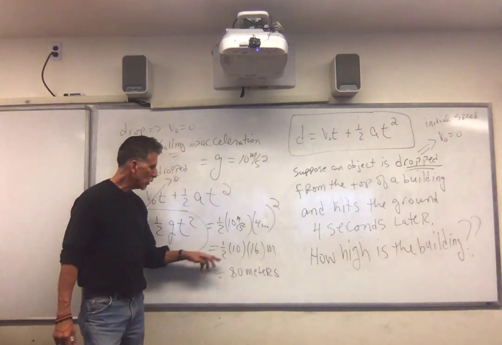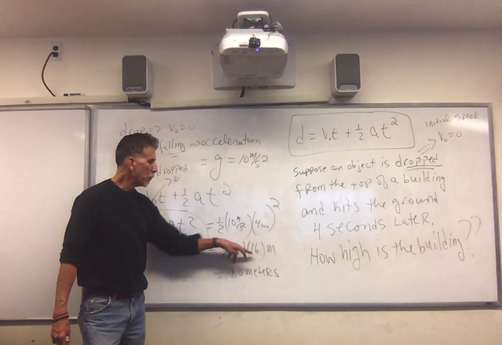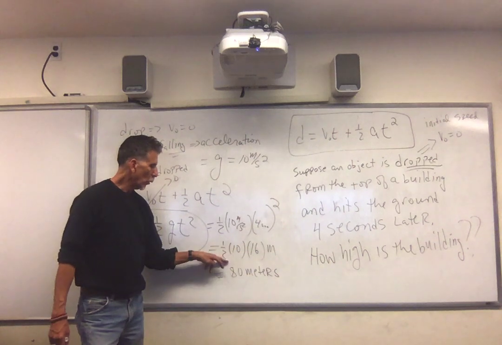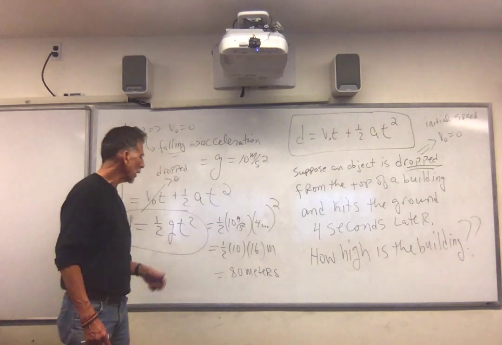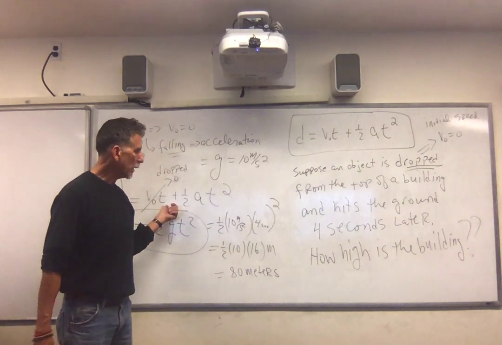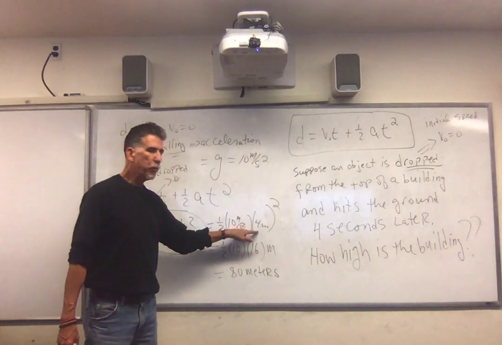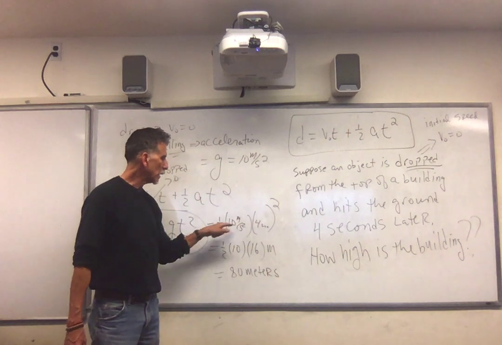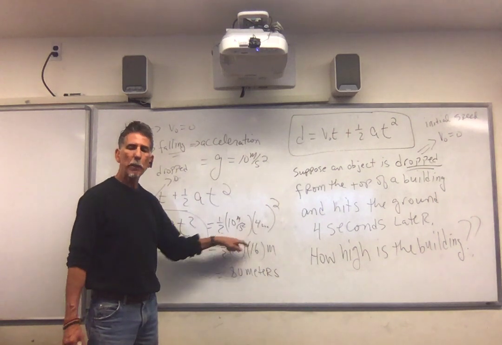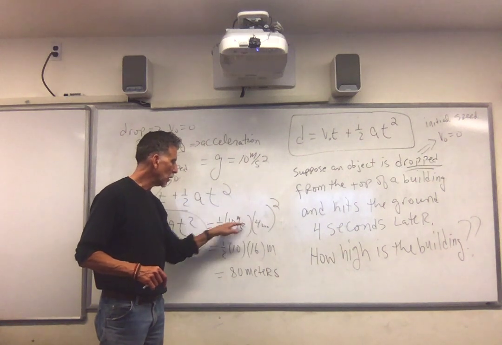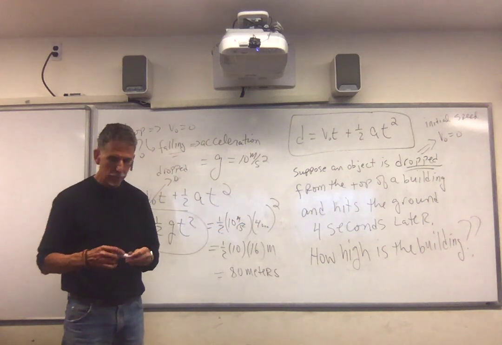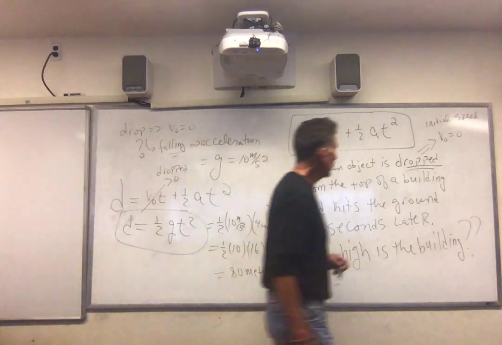You don't want to do that? Do this. Half of 10 is 5. 5 times 16 is 80. Well, half of 16, 8. 8 times 10. So an object dropped for 4 seconds: I put 4 in, 16, 160, divided by 2 is 80. So again, 4 squared is 16 times 10 is 160. Half of that is 80. Let's do a couple more.